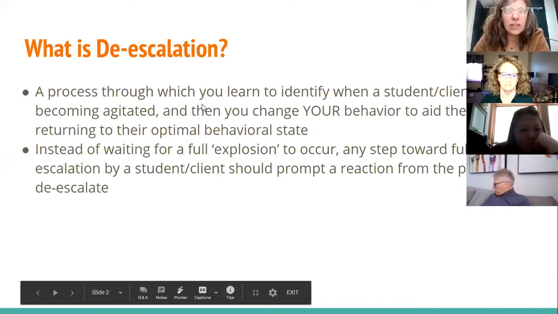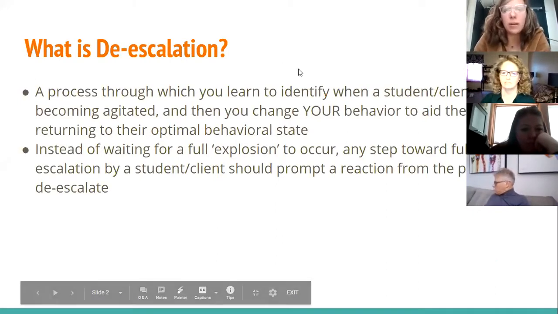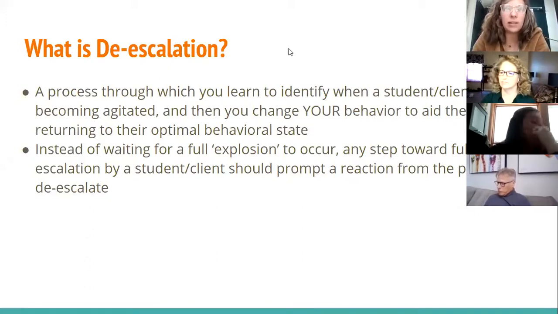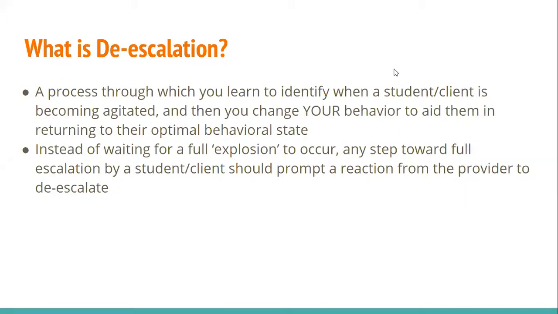Okay. So first we're going to talk briefly about just what de-escalation is. This is a process where we learn to identify when our students or our clients are beginning to become agitated, and then we change our own behavior to aid them in returning to their optimal behavioral state. So instead of waiting for a full explosion to occur, when we see them make any step towards full escalation, we want to prompt some sort of reaction. That way we can move towards de-escalating.